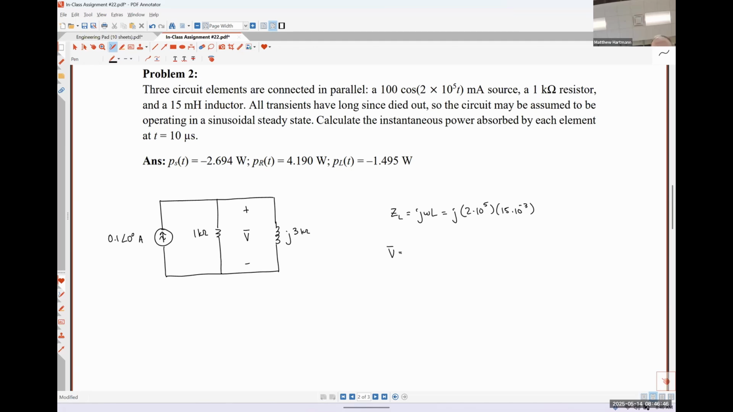So we would have 0.1 angle 0. And then up here, I'm going to have 1 kilo ohm times j3 kilo ohms over 1 kilo ohm plus j3 kilo ohms. And I'm going to take a moment to put that into my calculator.